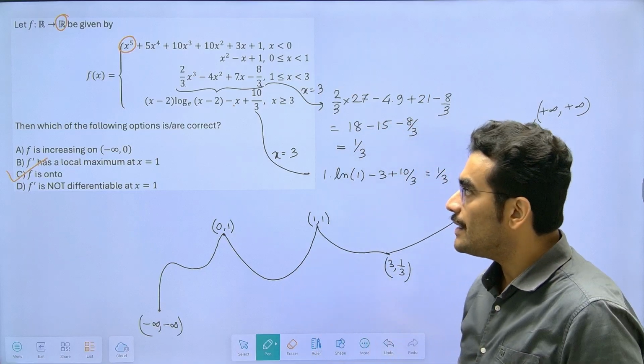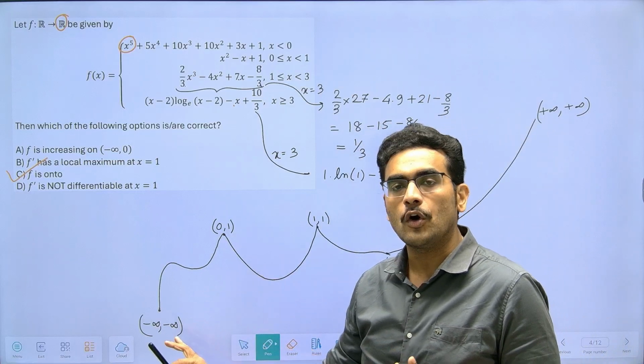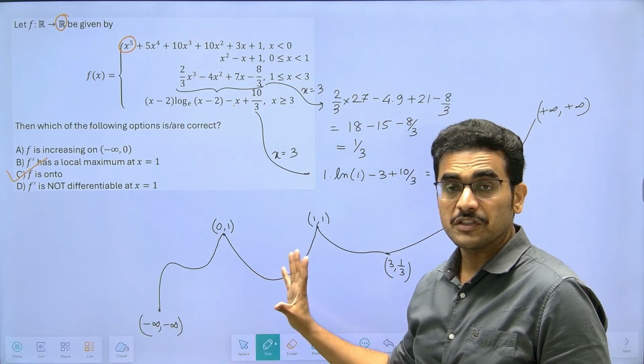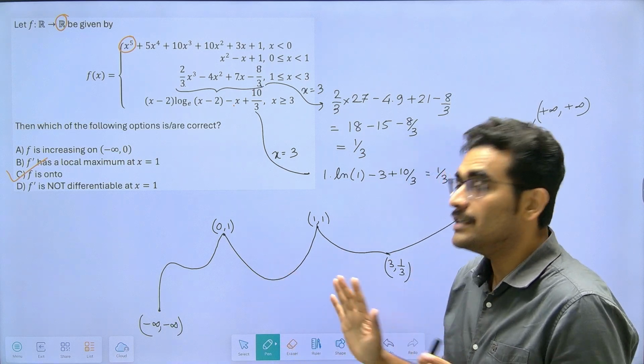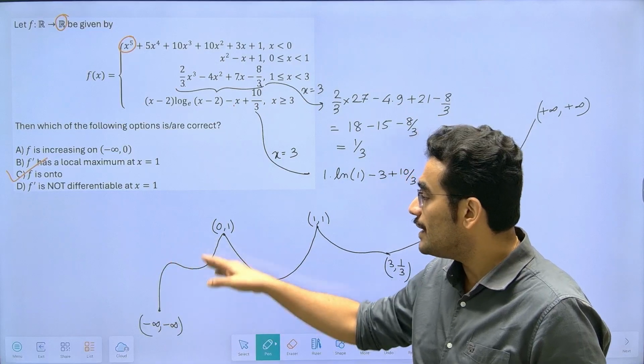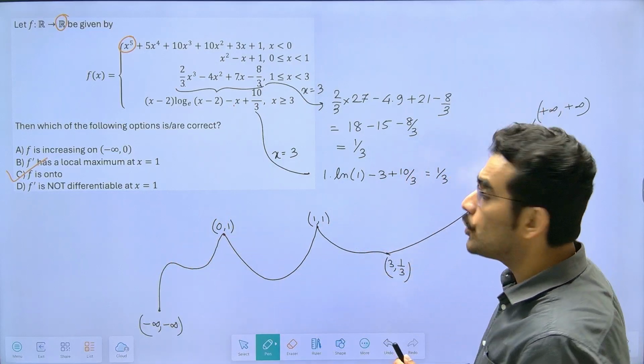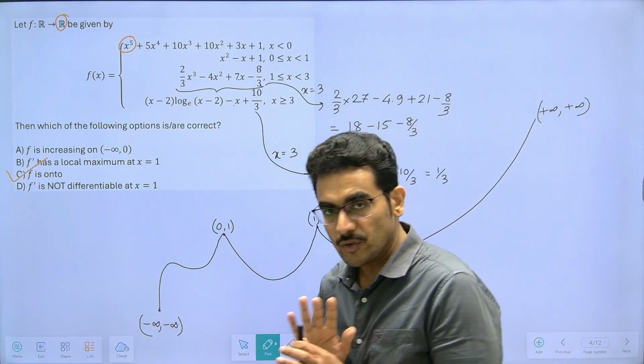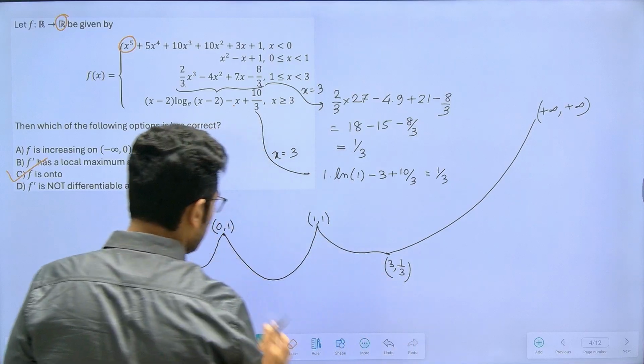So that part is clear. We are confirmed that the function is onto and it is a continuous function. There is no jump or any discontinuity in the graph. The function starts from here, takes all the values and goes way up to plus infinity. So there is no discontinuity in the graph of the function.